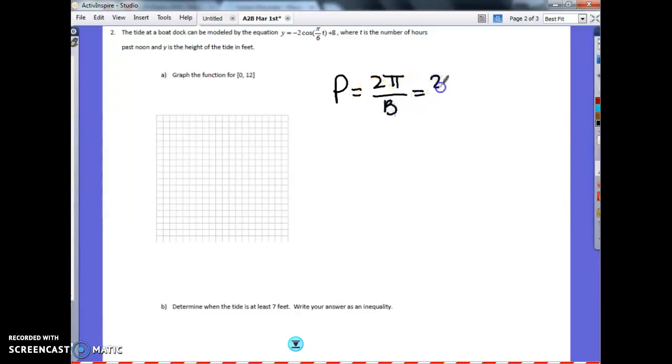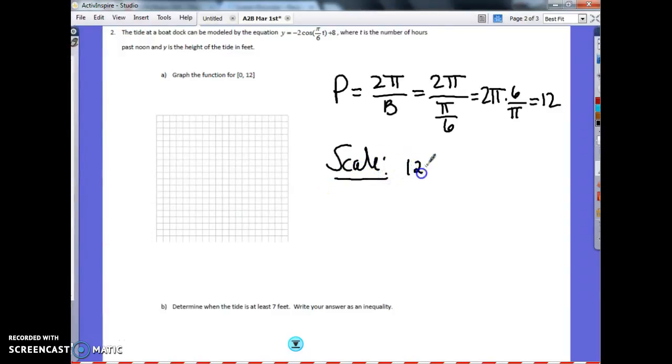Since I had given you the equation, the frequency we can pull right off the equation is pi over 6. I've had a lot of practice in this. 2 pi times 6 over pi. So the period here should be 12, meaning scale should be 12 times 1/4, or 3. So we're going by 3s again.